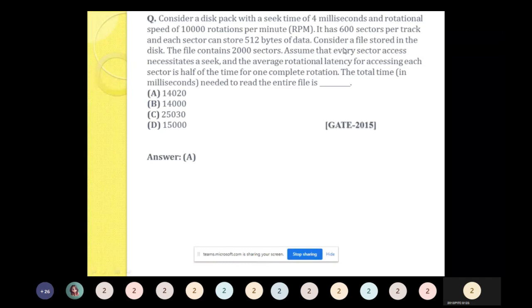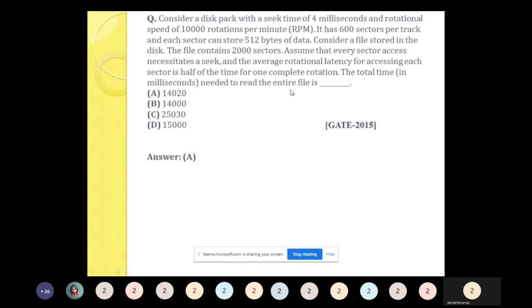Here, consider a file stored in the disk. The file contains 2000 sectors, so we need to read that file. Assume that every sector access necessitates a seek, and the average rotational latency for accessing each sector is half of the time for one complete rotation. Find the total time needed to read the entire file.